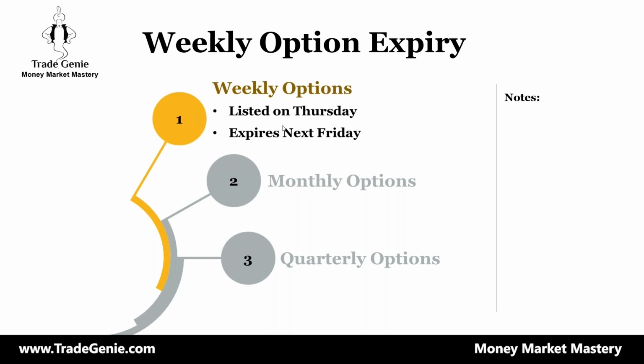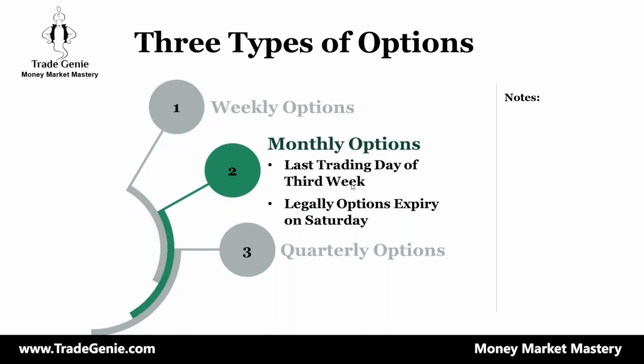So weekly options are listed on Thursday and expire next Friday. Then comes the monthly option. Monthly options expire on the last trading day of the third week, which is Friday. If Friday is a holiday, then they either expire on Thursday or Friday, mostly on Friday. Most of the holidays are on Monday, long weekends. But if the holiday for a reason is on Friday, then the market is closed.